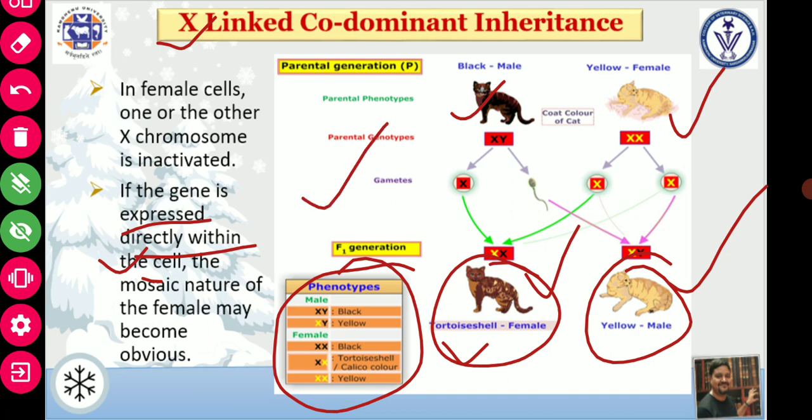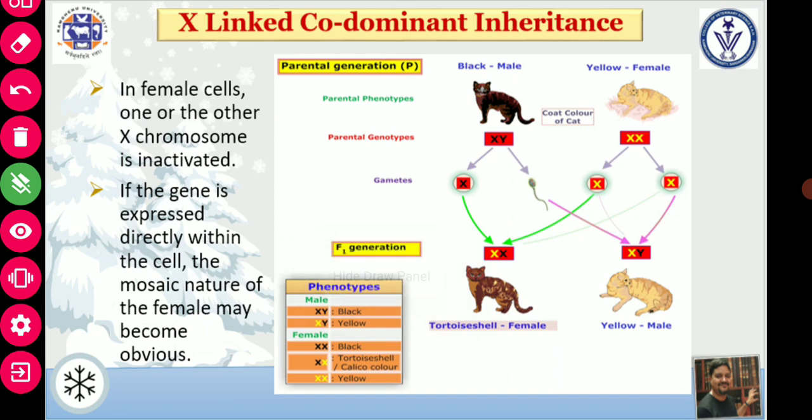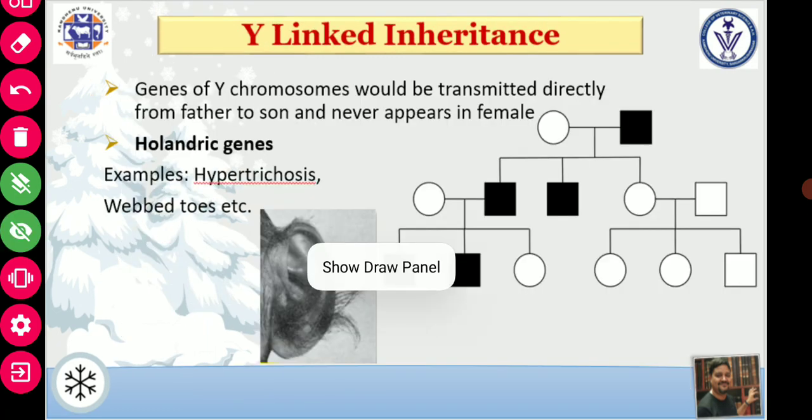Okay, on a piece of paper you draw and find out, and try to understand the difference between X-linked dominant, X-linked codominant and X-linked recessive inheritance. So the next one is the Y-linked inheritance. Now we have covered the X-linked inheritance. In that we have covered three kinds of X-linked inheritance: X-linked dominant inheritance, X-linked recessive inheritance and X-linked codominant inheritance.